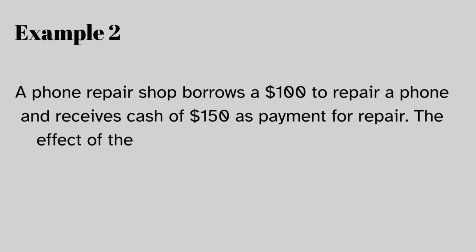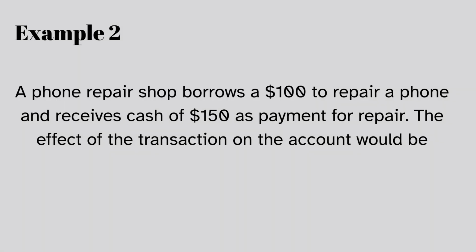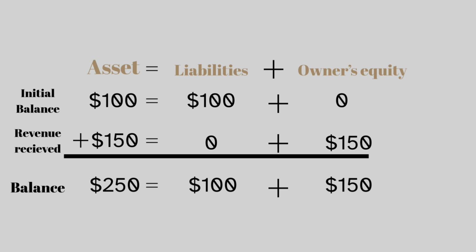So we would continue with the assumption of the phone shop. A phone repairer borrows 100 naira to repair a phone and receives a cash of 150 naira as payment for the repair. So now I borrowed 100 naira to carry out the repair, and after the repair has been done, I received 150 naira from my client. Now the effect on the accounting equation would be on the asset side, and it would also impact the side of the liability, unlike the first example we had.